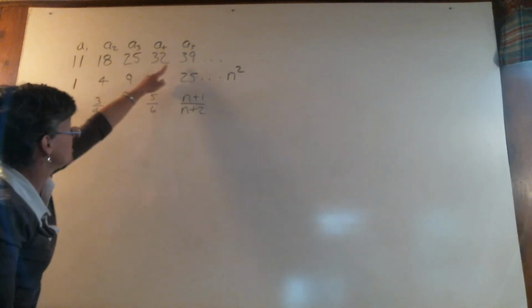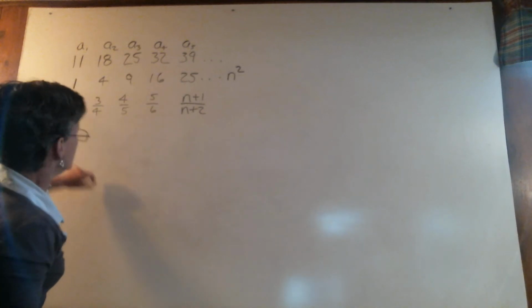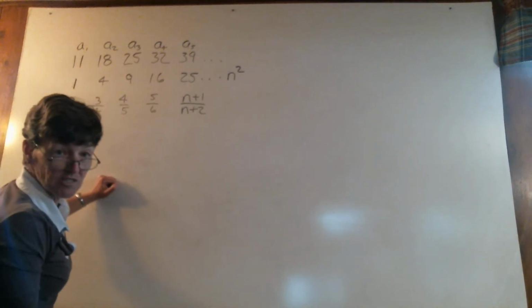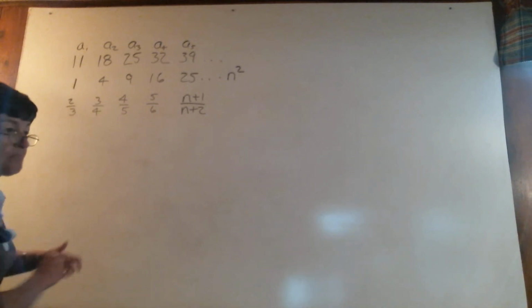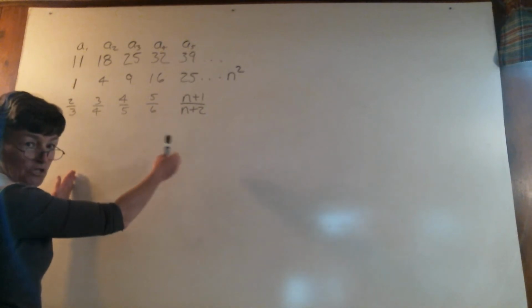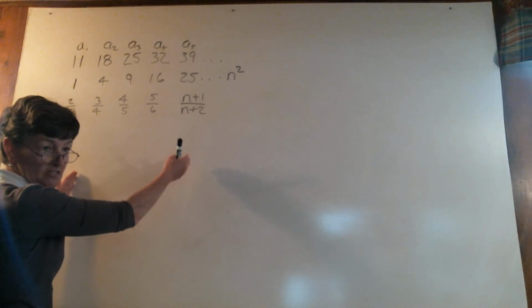But the first one is what I really want to talk about, because the first one is actually an arithmetic sequence. An arithmetic sequence is a pattern of numbers where you just add the same number to the previous number to get the next number.